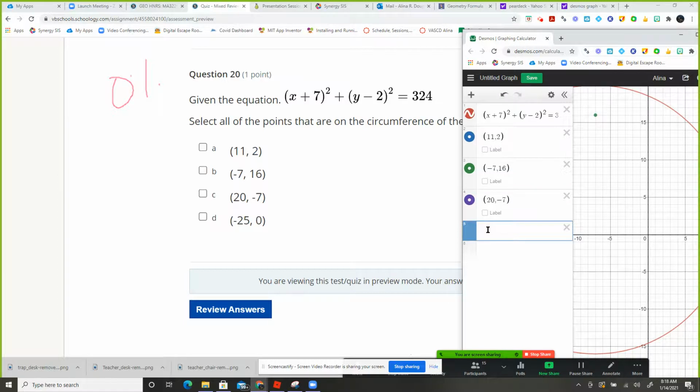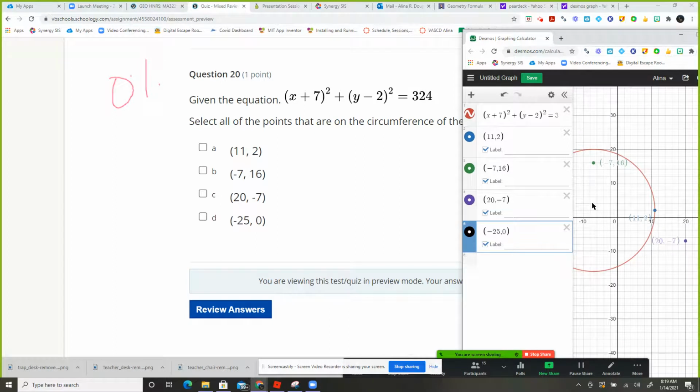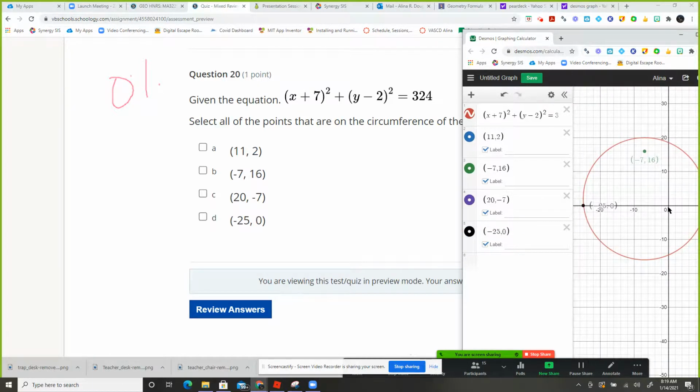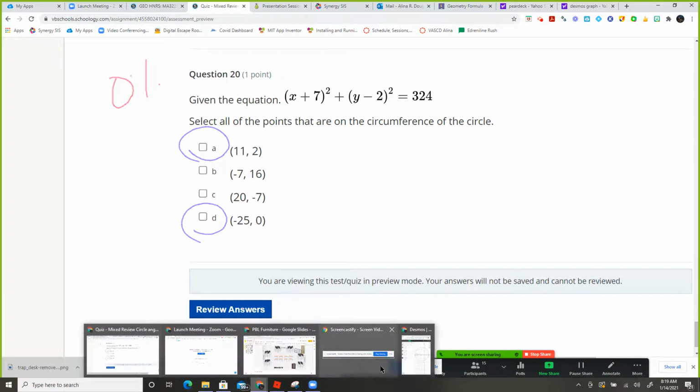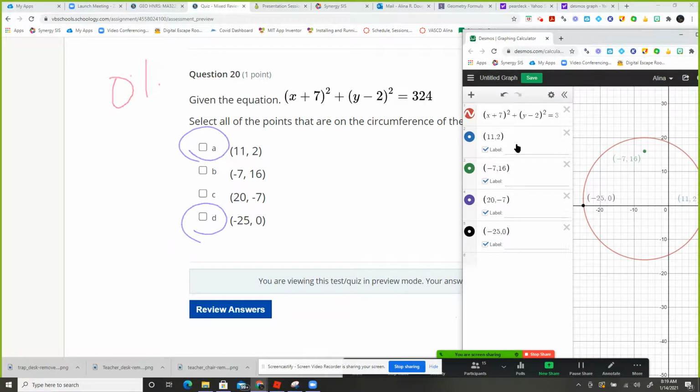So here I want -25 and 0. And I can label all of those if it makes me happy. Make that smaller. The (20, -7) is way off, so I want the (11, 2). Definitely. Can't see the rest of my circles, so maybe there's another answer over here. (-25, 0). So (11, 2), and (-25, 0) were my answers.